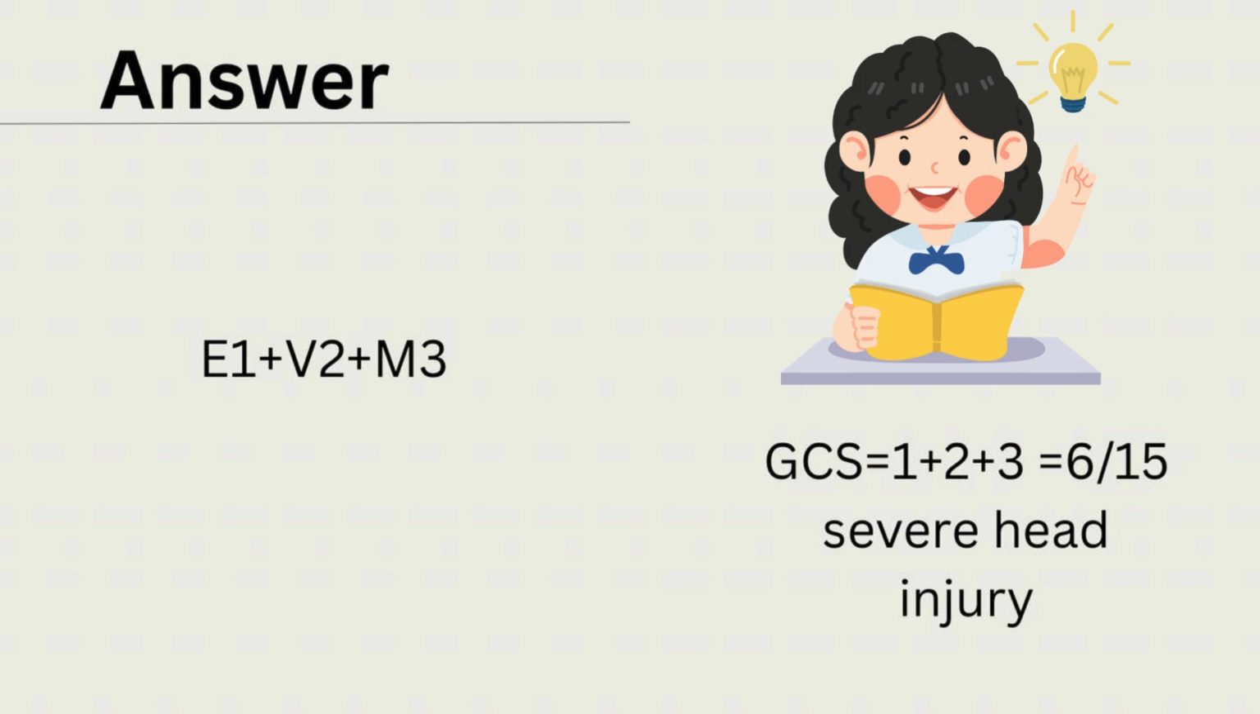And the score for motor response is 3. That is, the patient shows abnormal flexion to pain. That is, he shows decortication. So the overall score is 6 out of 15, which is the patient shows severe head injury or coma.